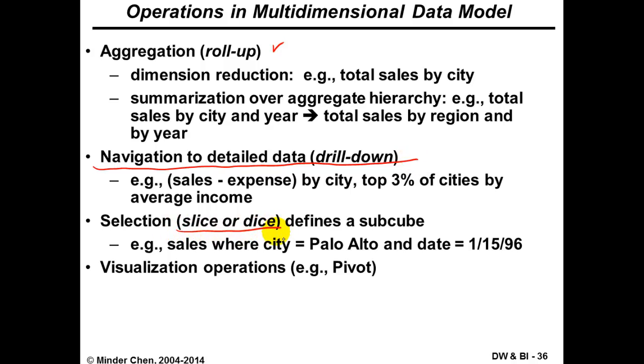Slice and dice is a way to select data from an existing cube to create a kind of sub-cube. For instance, we can select the sales, but only those in the city of Palo Alto, and the day we're interested in is a particular day in January 1996. And we did mention the pivot operation, such as in Excel's pivot table.